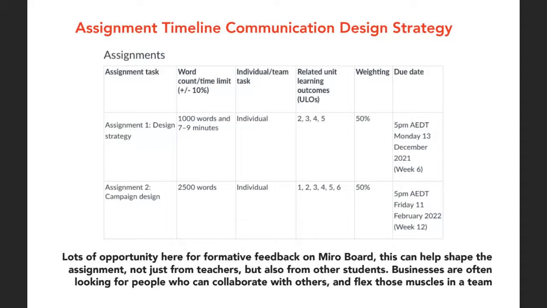So this is the timeline for communication design strategy. Assignment 1 is due on Monday, the 13th of December, and that's week 6, and that's great because that's before our consolidation week and the Christmas period. So you submit that and you can go off and have a lovely Christmas time, not worried about assignments to submit. And our next one is due in February, the 11th of February, which is the Friday of week 12. And they're worth 50% each.